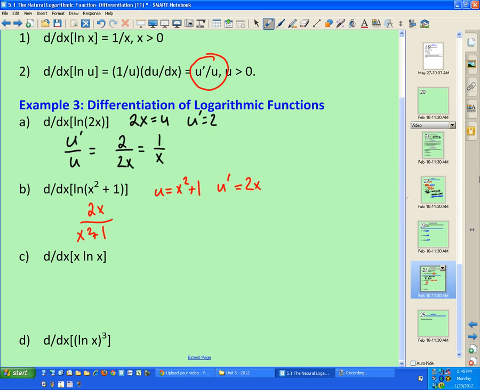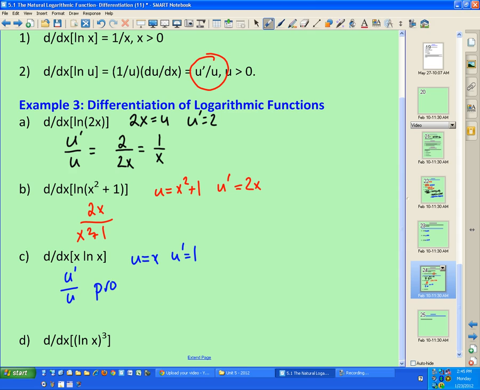This time it's still u prime over u. The issue is if u is equal to x, then u prime is 1. But how are we going to deal with this x times the natural log of x? Well, that multiplication should make you think product rule.